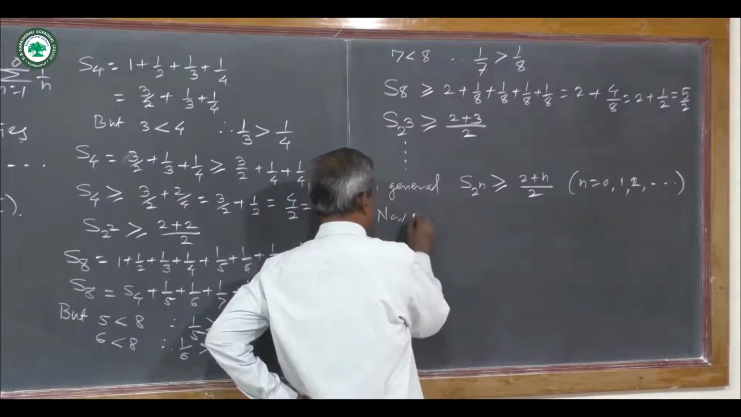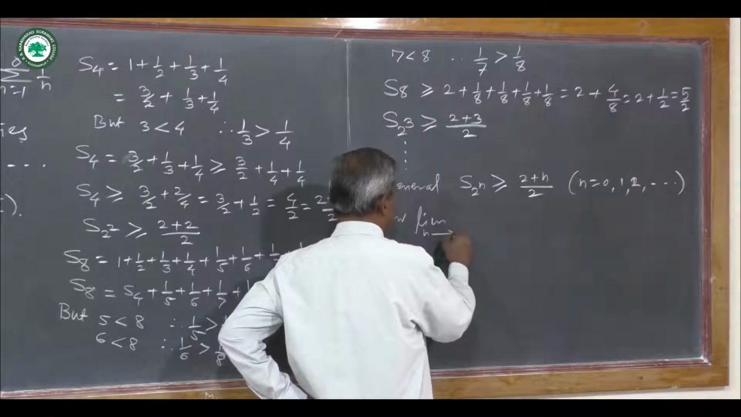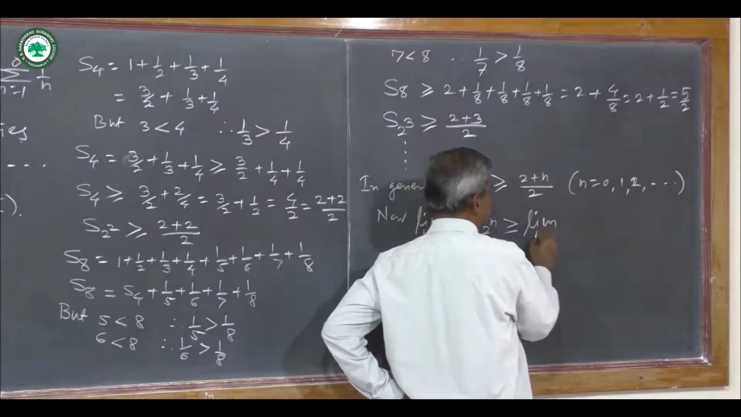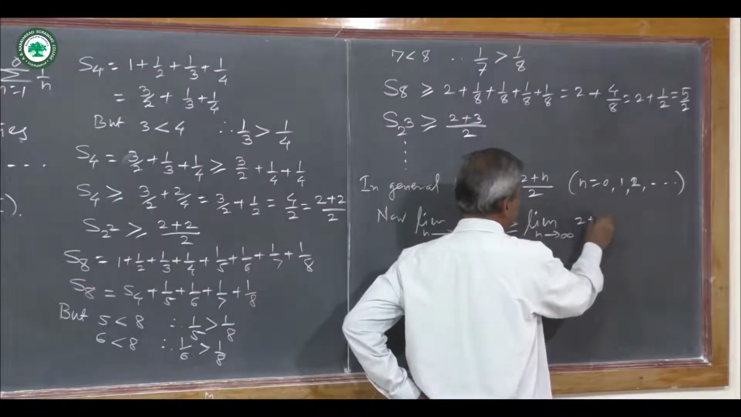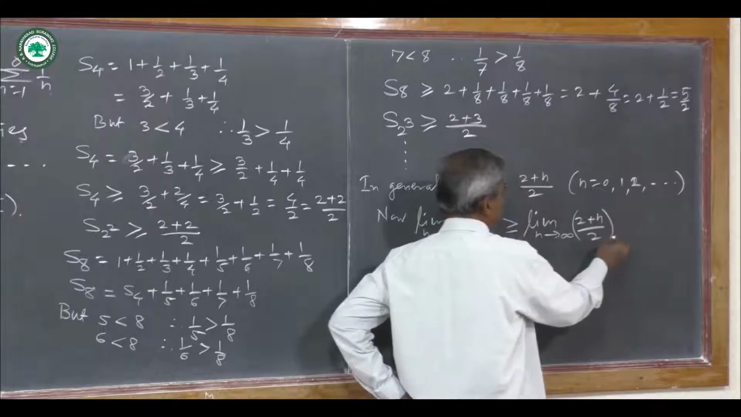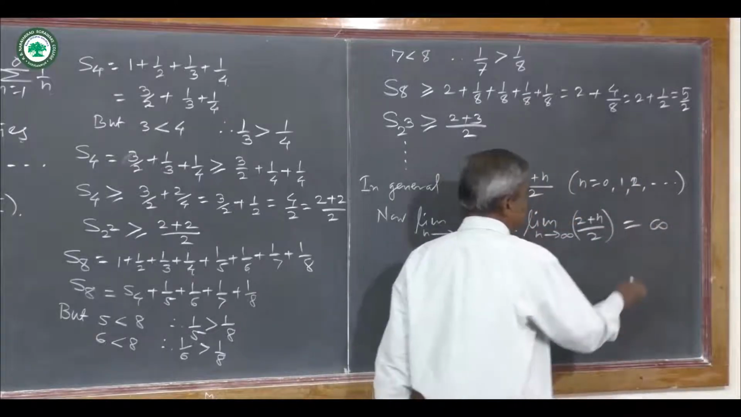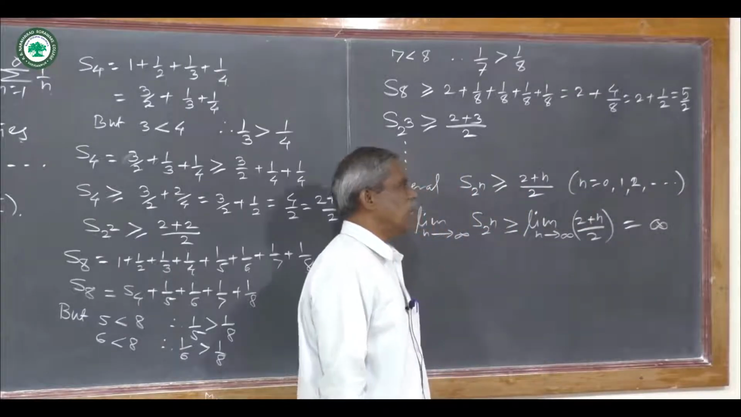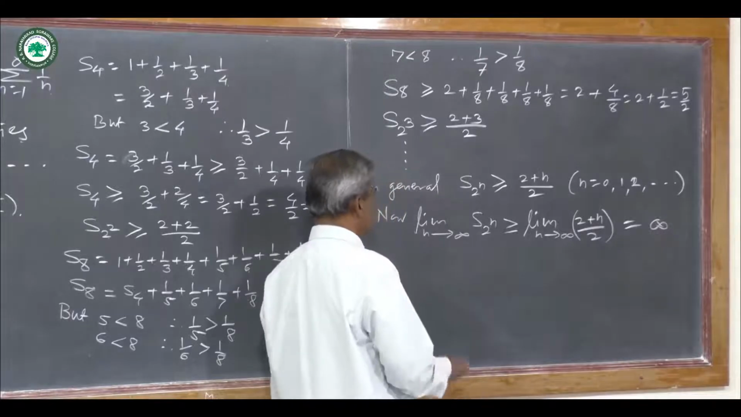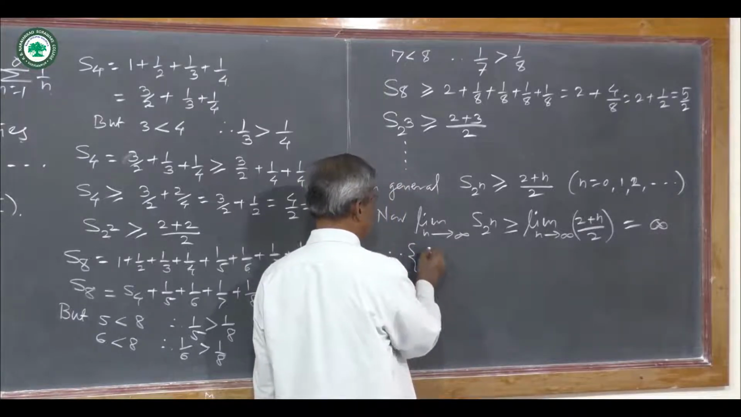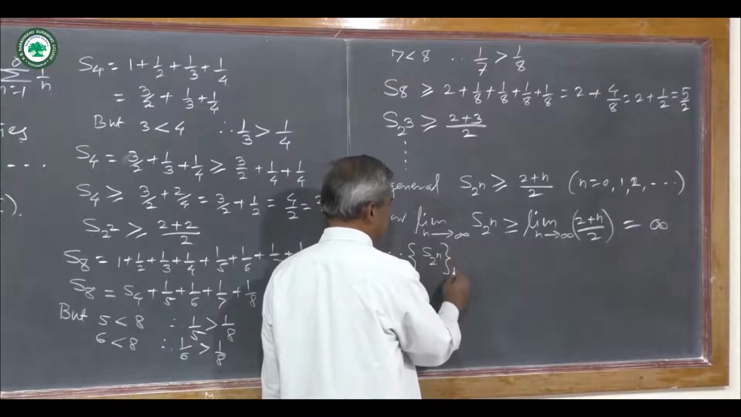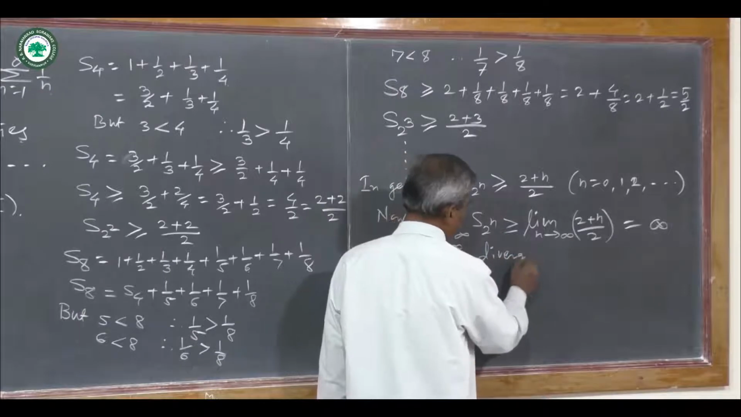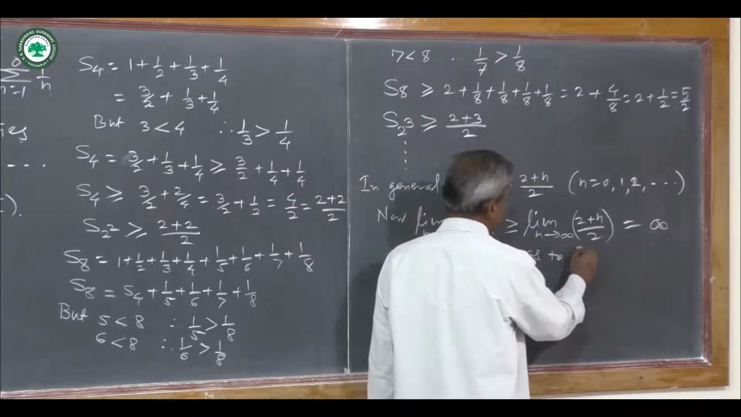Now, limit n tends to infinity of S suffix 2 raised to n is greater than or equal to limit n tends to infinity of 2 plus n upon 2, which is equal to infinity, as the limit of 2 plus n upon 2 is equal to infinity. Therefore, the sequence S suffix 2 raised to n, n equal to 0 to infinity, diverges to infinity.